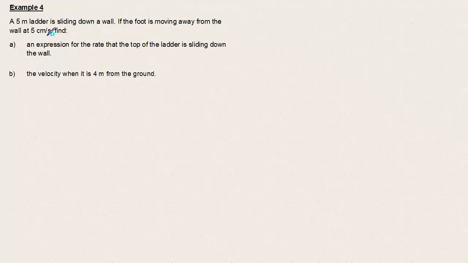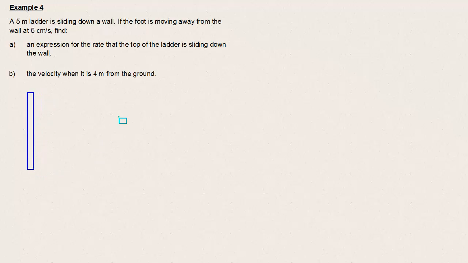A 5-meter ladder is sliding down a wall. If the foot is moving away from the wall at 5 centimeters per second, we want to find an expression for the rate that the top of the ladder is sliding down the wall, and the velocity when it's 4 meters from the ground. So we need a diagram to help us with this.